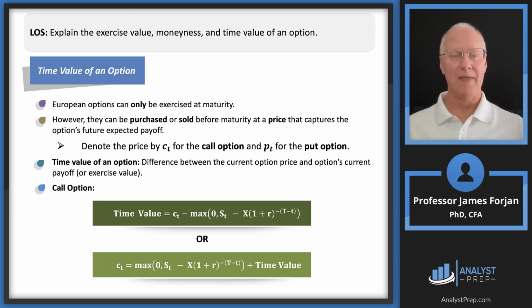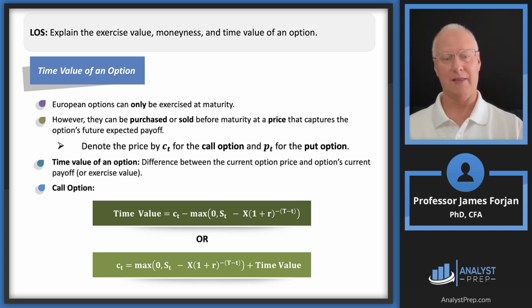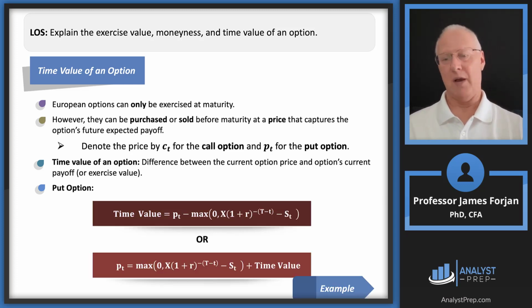That's because you always have a chance that the stock price, if you have a call option, may spike, and if you have a put option, it may dramatically fall. So look at that third teardrop point: the difference between the current option price and the option's current payoff, which we're calling the exercise value. And it's just the opposite for a put.